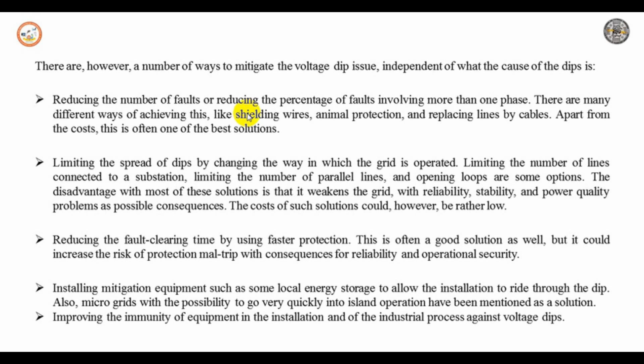This is often done, but it could result in the risk of production loss or maltrip, with consequences for reliability and operational security. We can also install mitigation equipment such as local energy storage to allow the installation to ride through the dip. Also, microgrids with the possibility to get very quickly into island operation have been mentioned as a solution, and also improving the immunity of the equipment in the installation or industrial process against voltage dips.